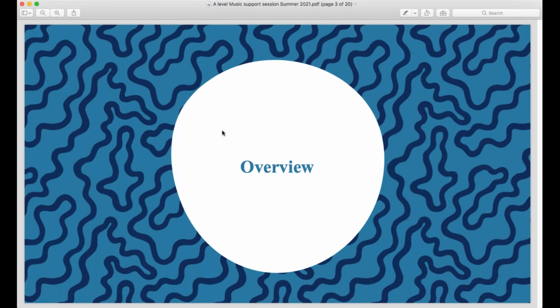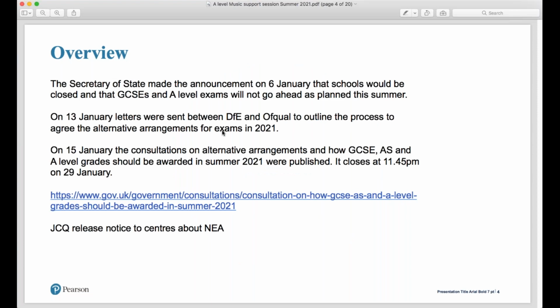To go through an overview of the situation, the Secretary of State made the announcement on the 6th of January that schools will be closed and that GCSEs and A-level exams wouldn't go ahead as planned this summer. Then on the 13th of January, there were letters that went between DfE and Ofqual to outline the process to agree the alternative arrangements for exams in summer 2021. That followed on the 15th of January, when the consultations on the alternative arrangements on how GCSEs, AS and A-level grades should be awarded in summer 2021 were published, and that closed on the 29th of January.